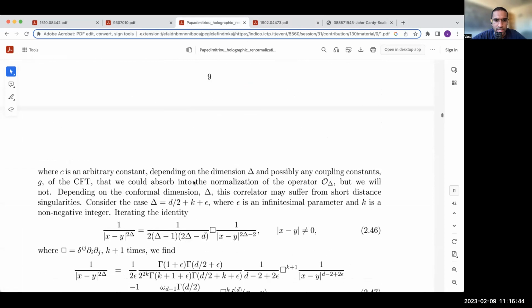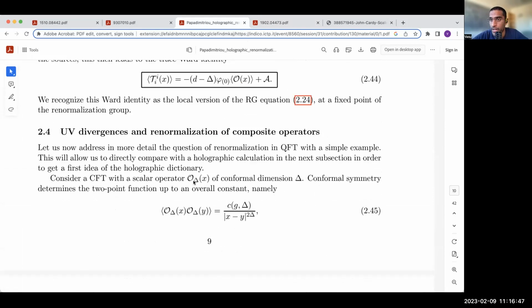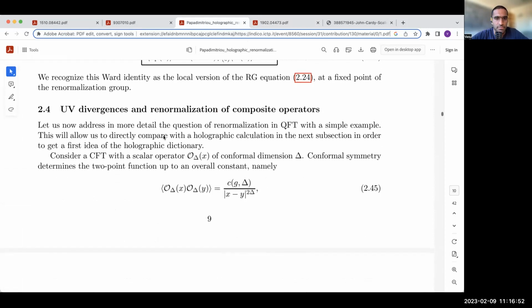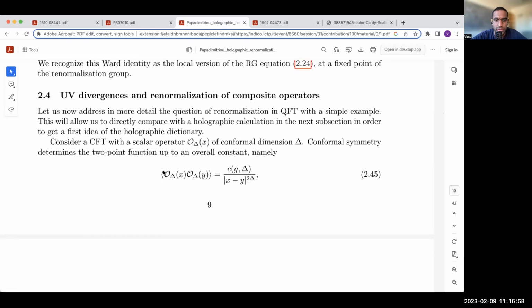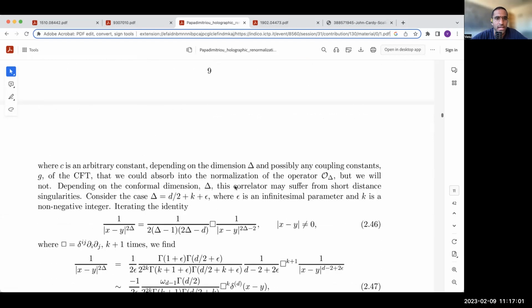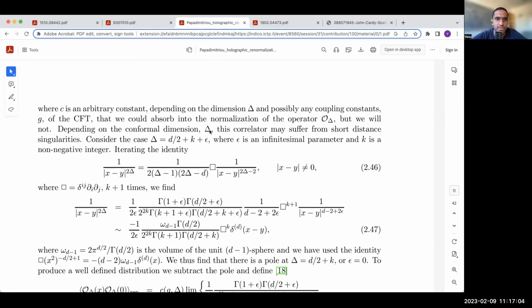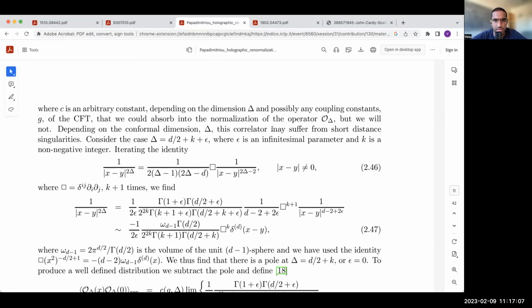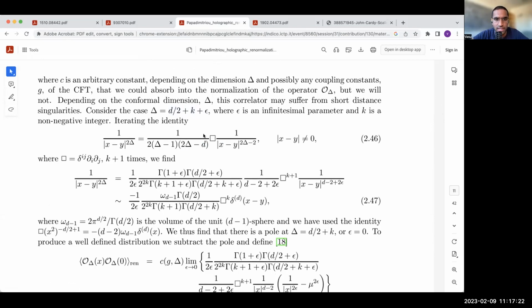It's based on the idea that you could do this in position space, just the same way as they've shown, and then there's also a momentum space manifestation of it. The idea is based on differential renormalization, where you start by looking at composite operators of dimension delta and their two-point function. Depending on the conformal dimension, this correlator may suffer from short distance singularities. So consider the case where delta is half the dimension plus k plus epsilon, and epsilon is infinitesimal. Then you can do an expansion in epsilon by iterating the following identity.